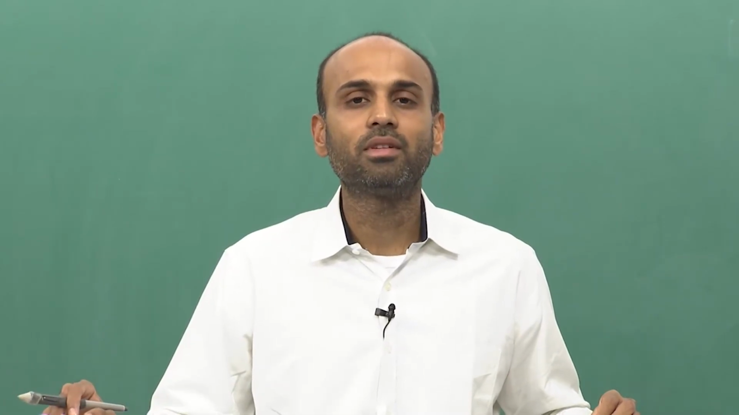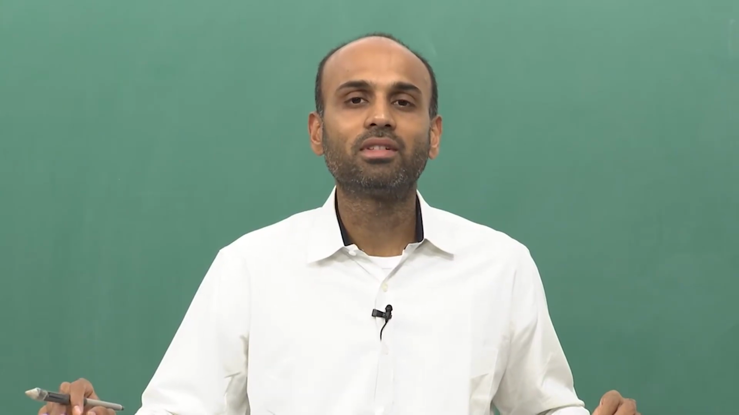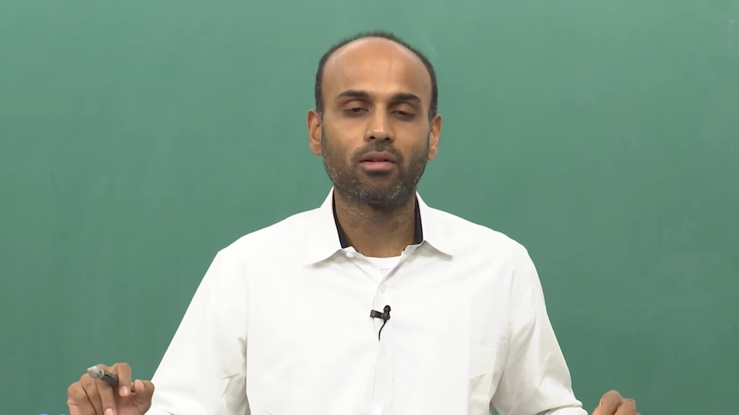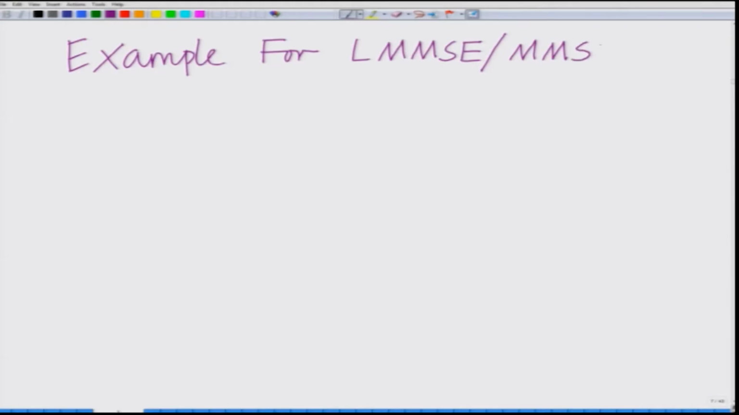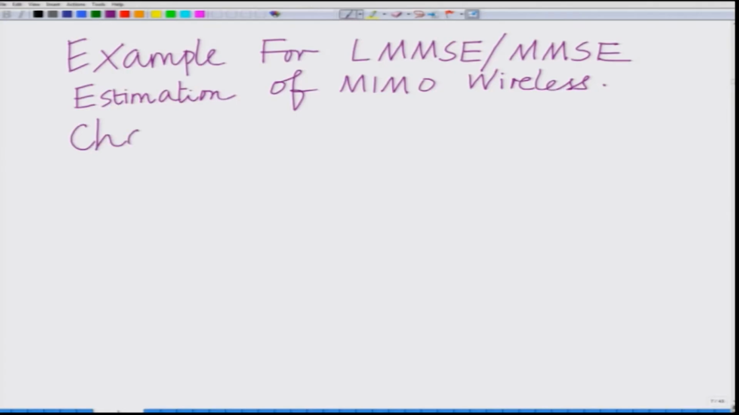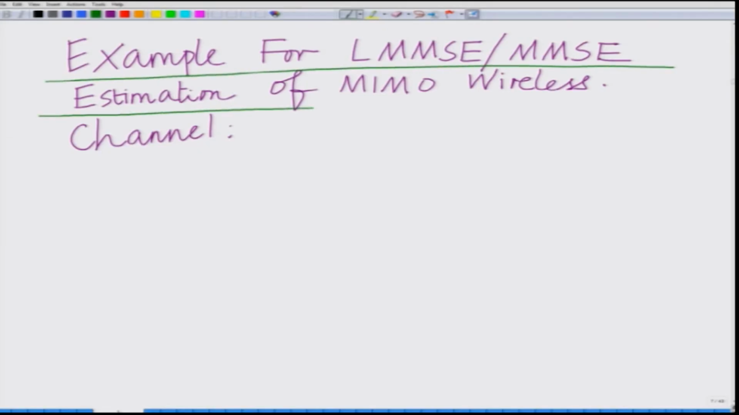Alright. So, we have derived the LMMSE estimate as well as the estimation of the covariance for LMMSE estimation. Let us now do a simple example to understand this better. So, in today's module we are going through an example for the LMMSE or MMSE estimation of a MIMO wireless channel.